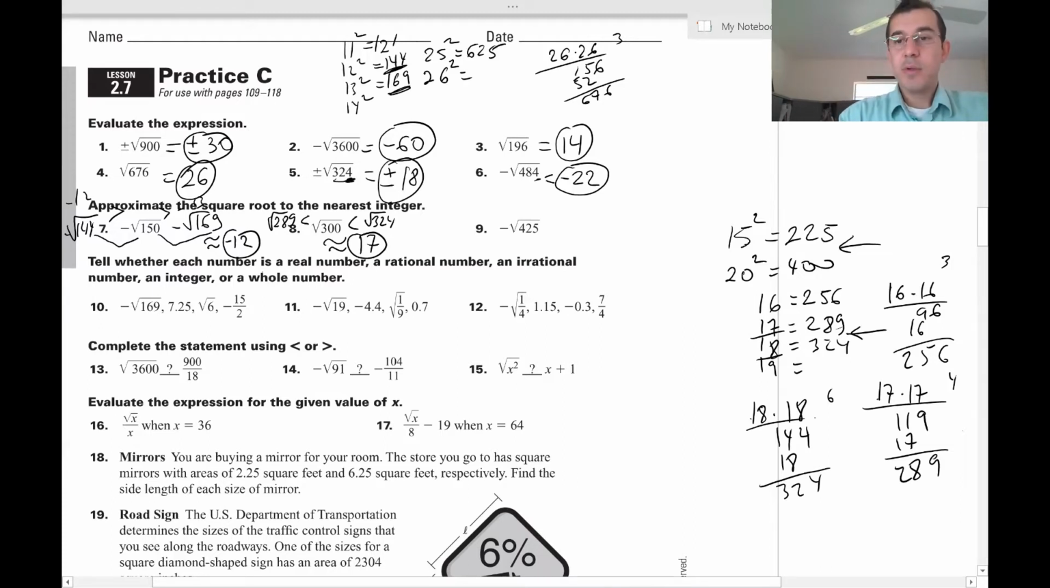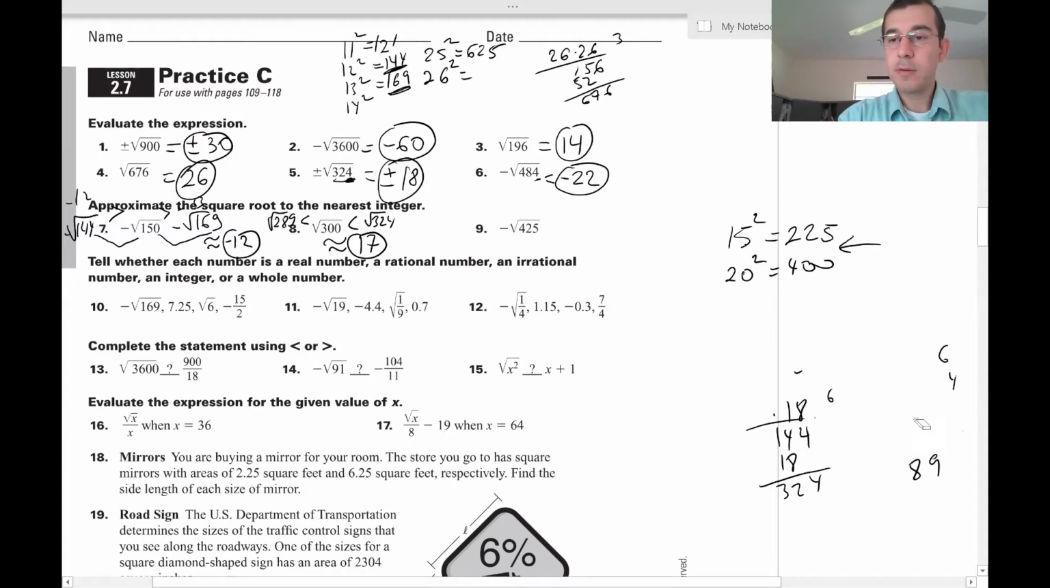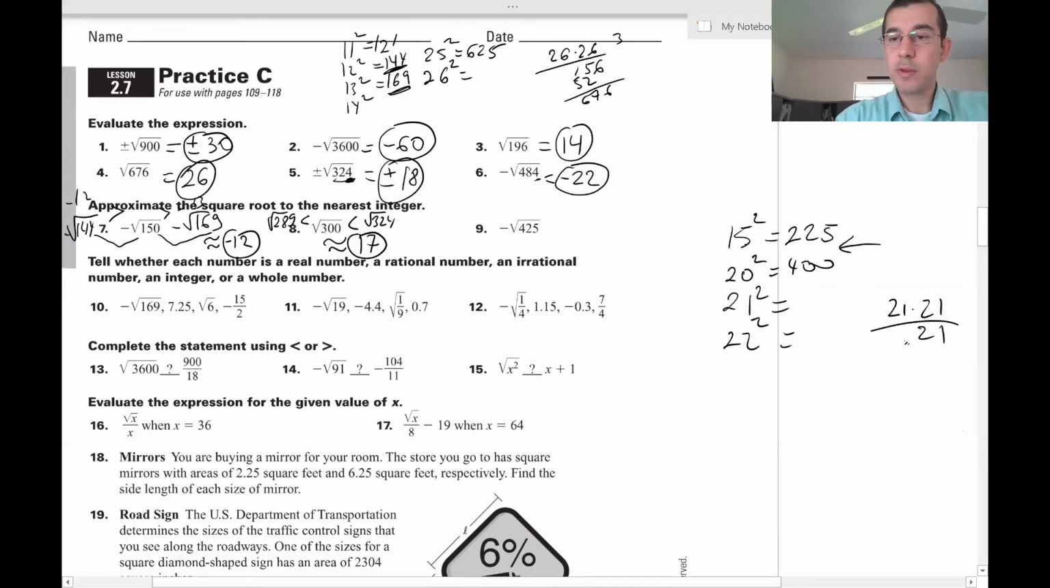Next one, 425. So 20 squared we know is 400. I'm just going to remove this one here. And then 21 squared, and then 22 squared, and so forth. So let's do 21. 21 times 21. 1 times 21 is 21. 2 times 21 is 42. 144. So this is 441. So 425 is between 400 and 441.